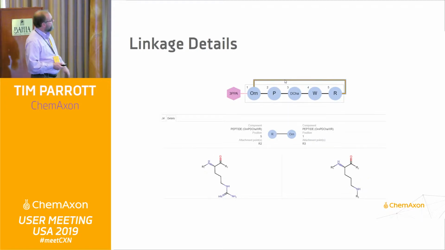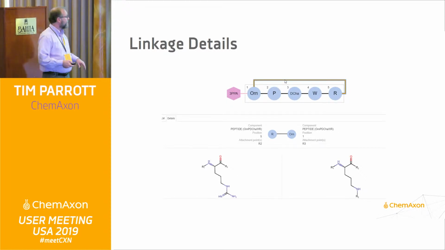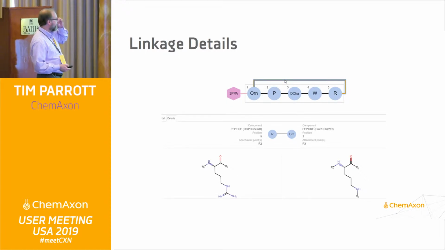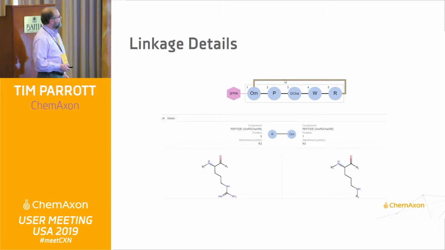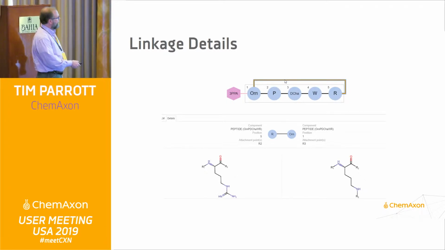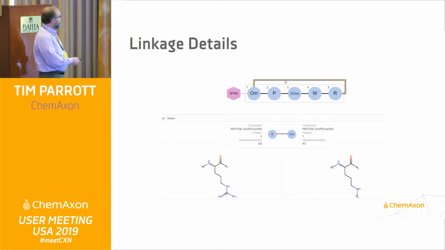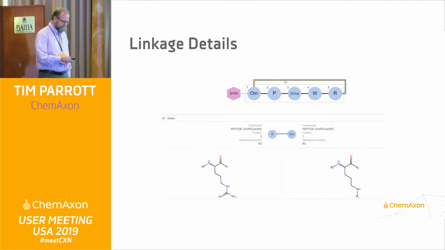You can also look at the individual bonds, and in this case, this is PMX 205, which is a C5a antagonist. It has an unusual cyclic structure with this bond between ornithine and arginine coming off of the ornithine side chain and the arginine carbonyl group. And just by clicking on the bond, you can see these details down here in the details section.